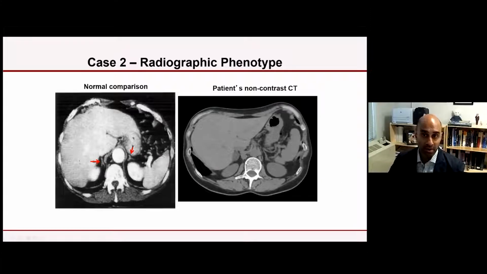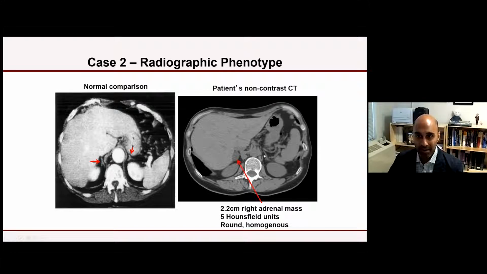Then you look at the radiographic phenotype. I would recommend looking at the images yourself, but at the minimum, look at the report. On the left here is an example of what normal adrenal glands look like. They look like the letter Y upside down or splayed out. This is the right and left adrenal. So you can see they're very tiny, wispy, elegant organs. And here's the patient's non-contrast CT.